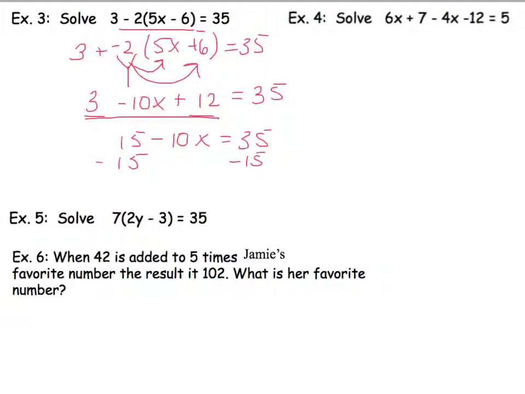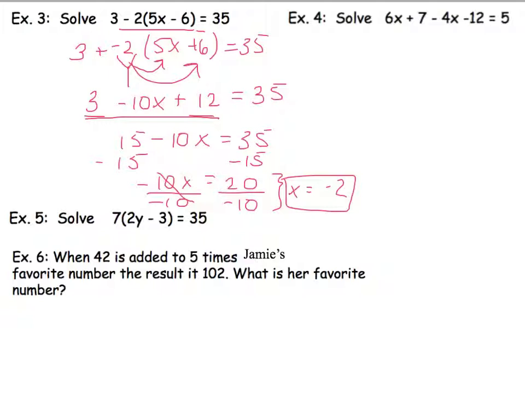So we get just the x term by itself. So you get negative 10x equals 20. Divide both sides by negative 10 because we want to see what positive x is equal to. Negative 10 cancels out, and you get x equals negative 2 as your final answer. If you go ahead and do your check, you'll find out that that's correct.